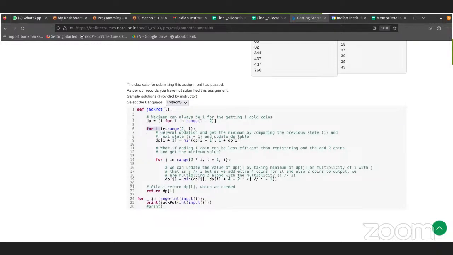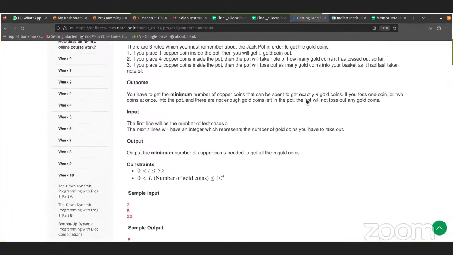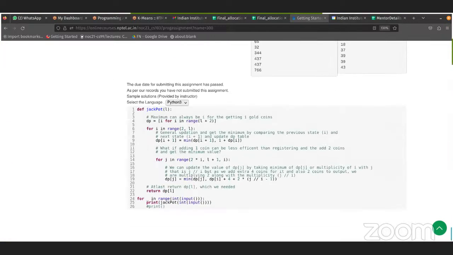Now for i in range of 2 comma L, we do one update. This is the basic update: dp of i plus 1 is equal to min of dp of i plus 1, which is the current one, or 1 plus dp of i. Basically, this is the first case: if you place one copper coin, then you will get one gold coin out. So that's what we are doing. We are checking whether the current value or 1 plus the previous is going to be the minimum.